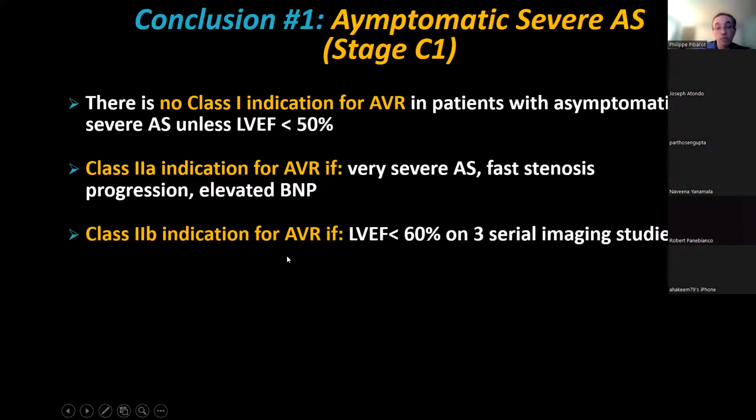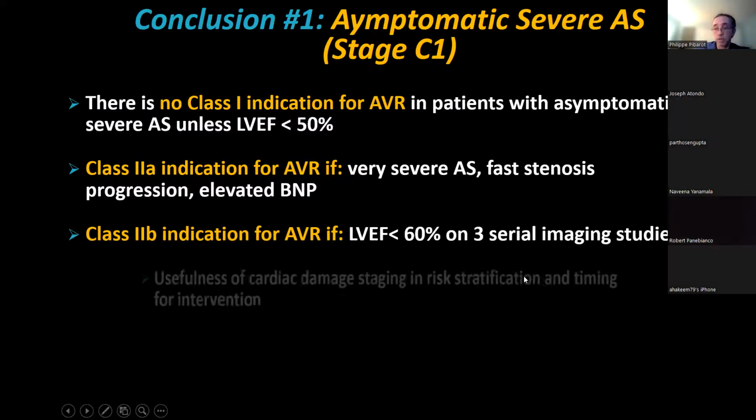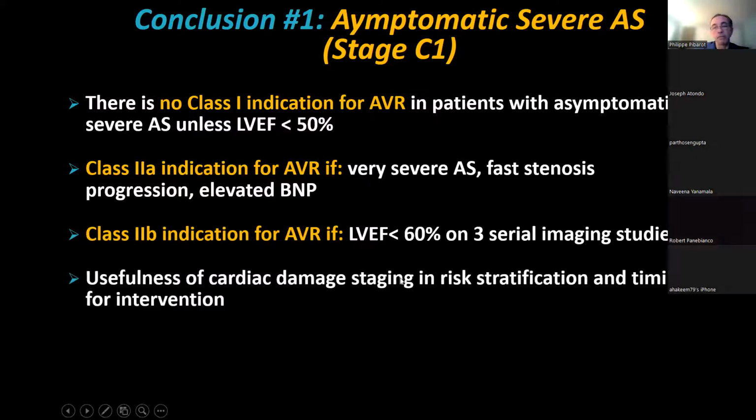There is a class 2B indication for AVR, and that's a new one in the recent edition of the guidelines, if the LVEF decreases below 60% on 3 serial imaging studies. And as I mentioned, I think this new concept of cardiac damage staging may be very helpful in improving risk stratification and maybe better individualizing the timing for intervention in this population.